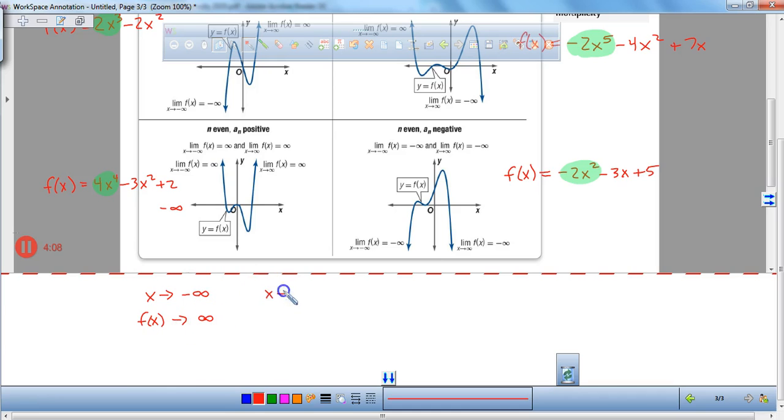But as x is approaching positive infinity over here on the right, what's happening to all of my y values? They are also approaching positive infinity. And that's how you read end behavior. If you're wondering what this little arrow means, it means approaches, just like that. Okay? So, if you don't believe me, check this out.